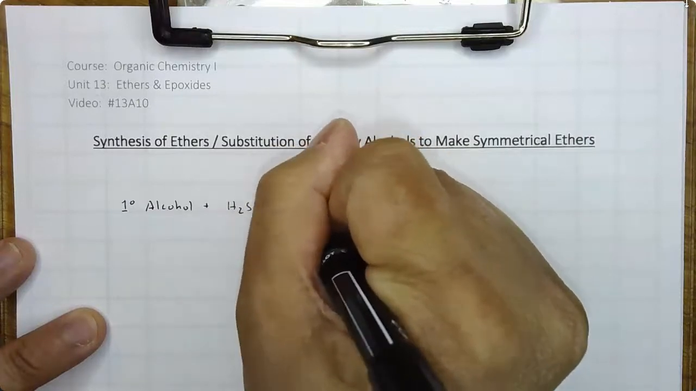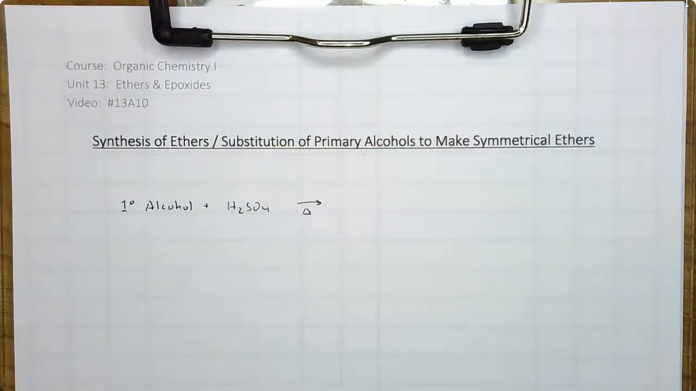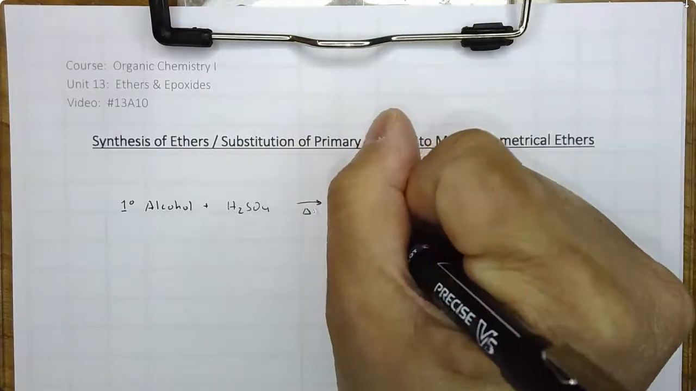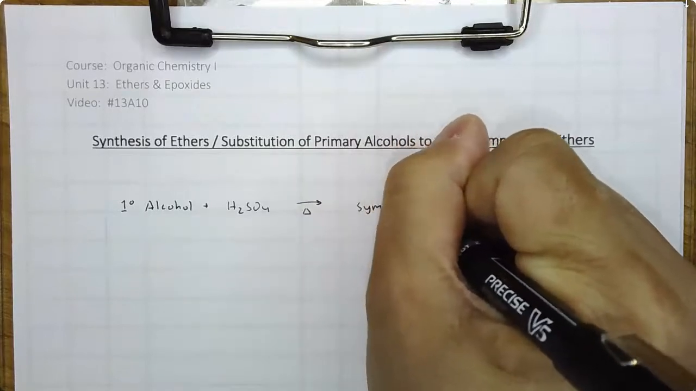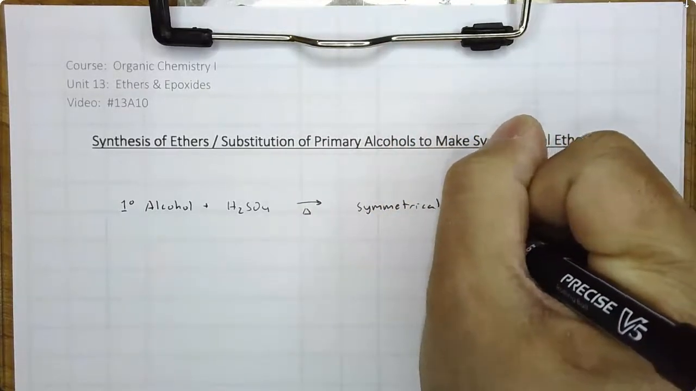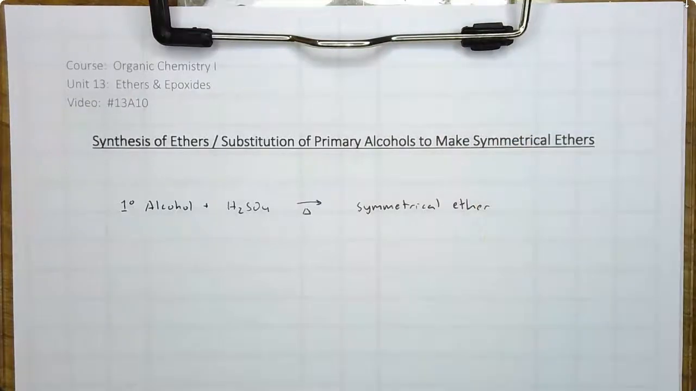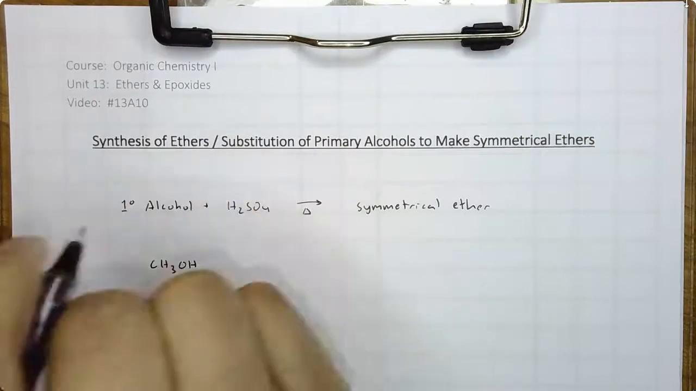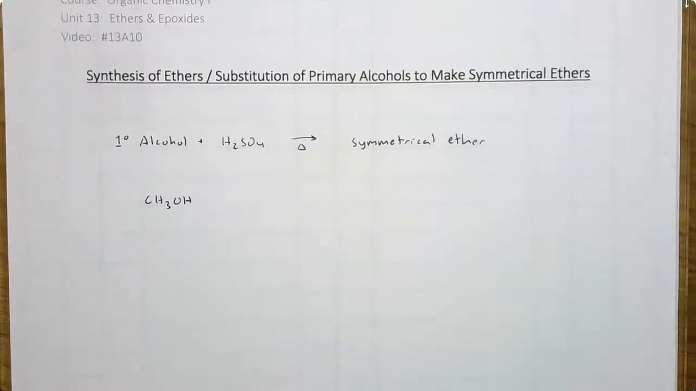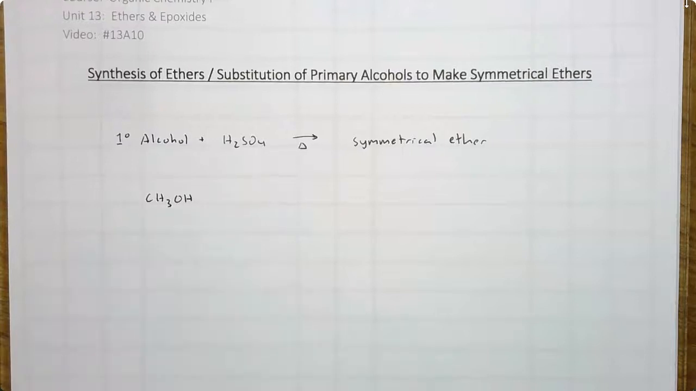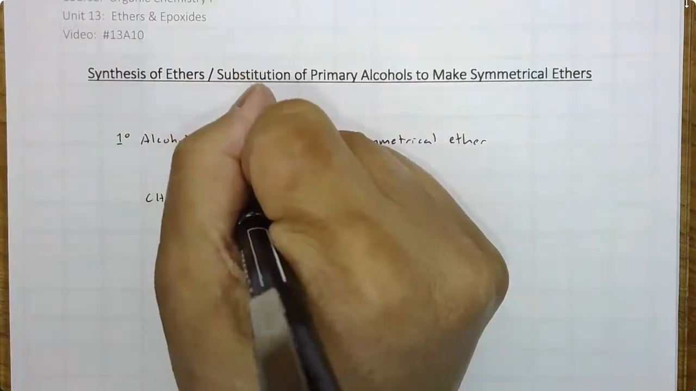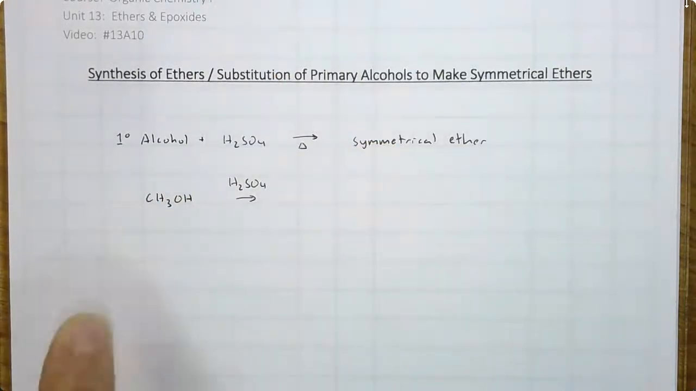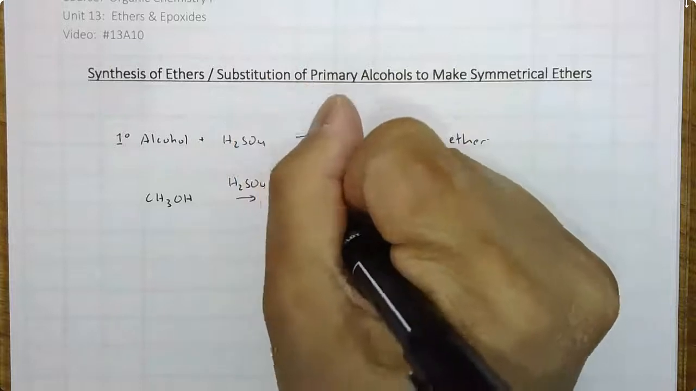Typically there's going to be heat, and we make a symmetrical ether. One example is using methanol, and what is going to happen is two methanol molecules are going to come together to make an ether. Sometimes the professor will put the coefficient 2 to show that there are two combining.